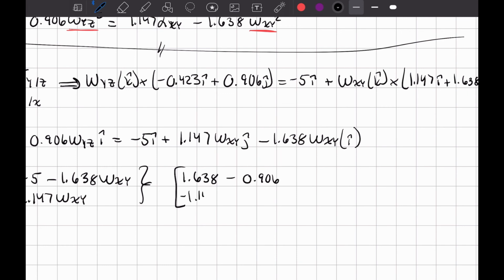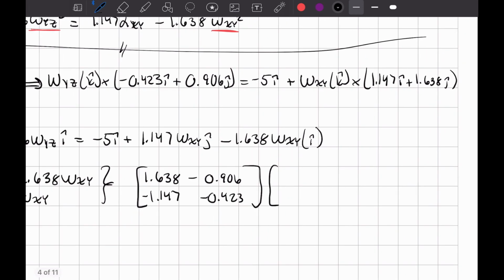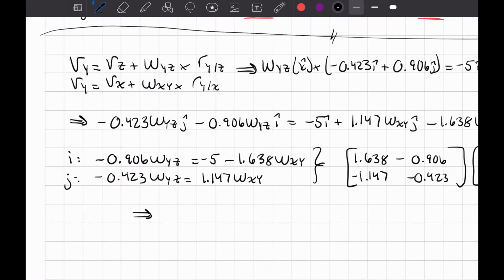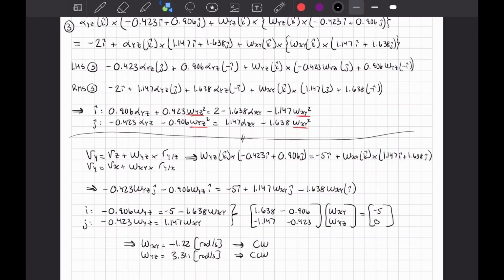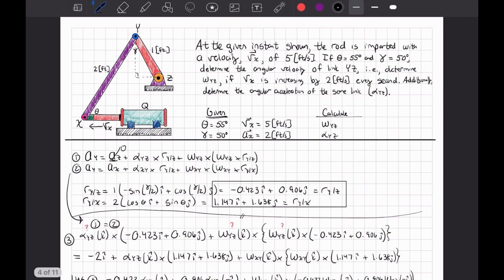So I will go ahead and I'll just wrap this up into a matrix form, collecting the scalars in the front. We have our unknown vectors, and then we have our known right-hand side. We'll just do a simple A inverse B is equal to X, and we find that omega XY is equal to negative 1.22 radians per second, and omega YZ is 3.311 radians per second. So with the negative sign being clockwise, and then the positive sign being counterclockwise.